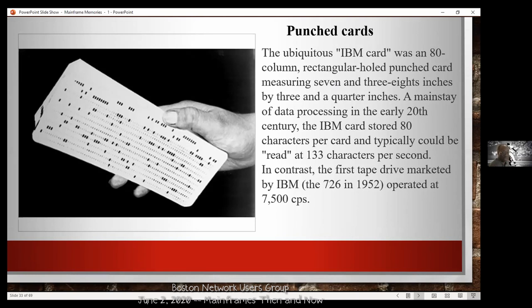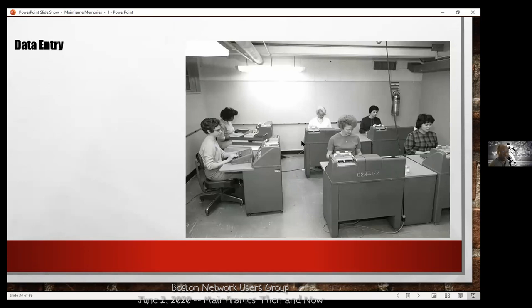Data entry was a huge part of mainframe operations in terms of creating transactions, data that needed to be input into the system. For the time, I'm not sure I should say, but could be relatively high-speed devices for that time period.